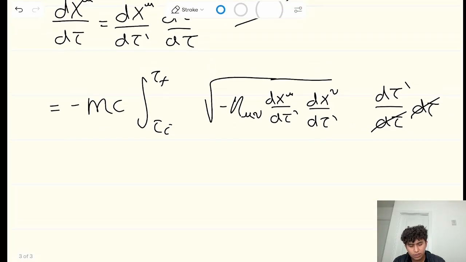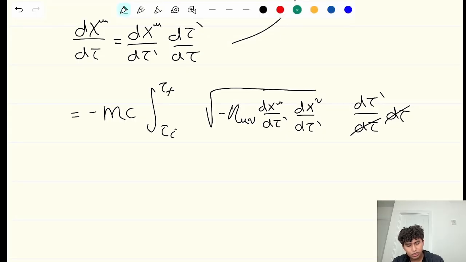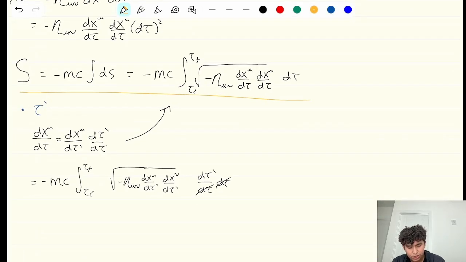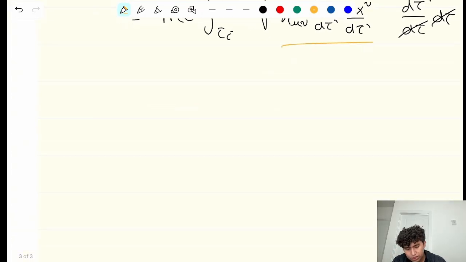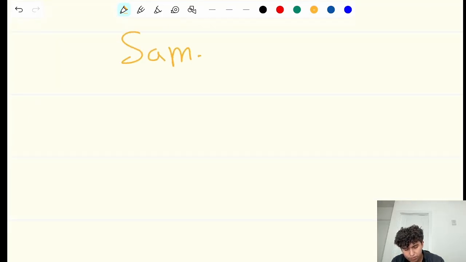Okay, so there's d tau, and you can notice the action didn't change. It still has the same form. We just gave it a new name: instead of tau, it became tau prime. So this is the same action, same thing, different labels.